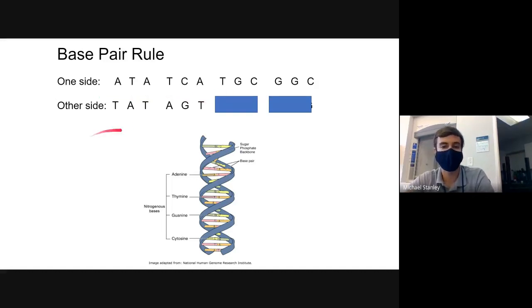All right, good start so far. What about our next set of three? If we've got T, G, C on one side, what do you think we're going to have on the other side?